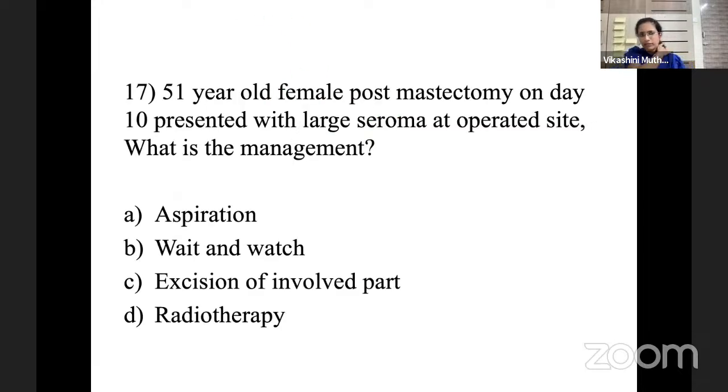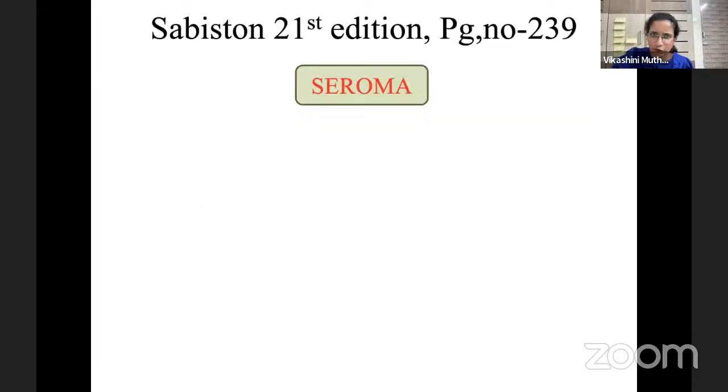Next, 51-year-old woman post-mastectomy on day 10 presented with a large seroma at operative site. Now, what is the management? So basically, there is a large seroma after MRM, and she presented on day 10. What is the management? Whether it's aspiration or wait and watch or excision of the involved part, or you go for radiotherapy.